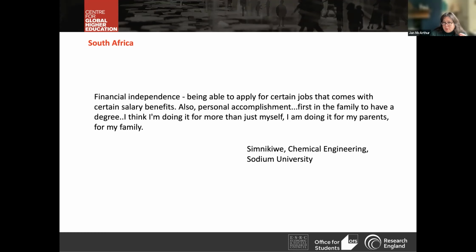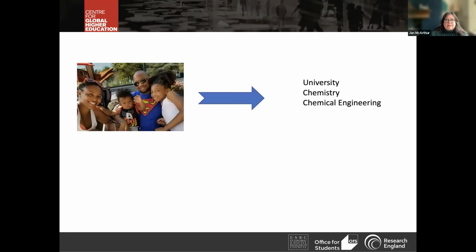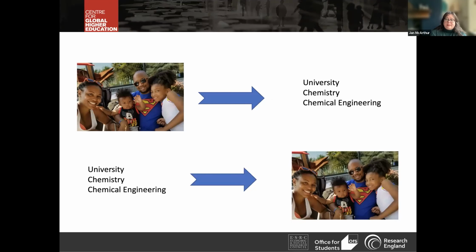And if we just look at this one little category of family, we see this difference that in all of the national contexts, there was a sense that they went to university because of their family. But in the South African, they're going for their family. And we found that a really interesting difference. So that was one of our unexpected findings.